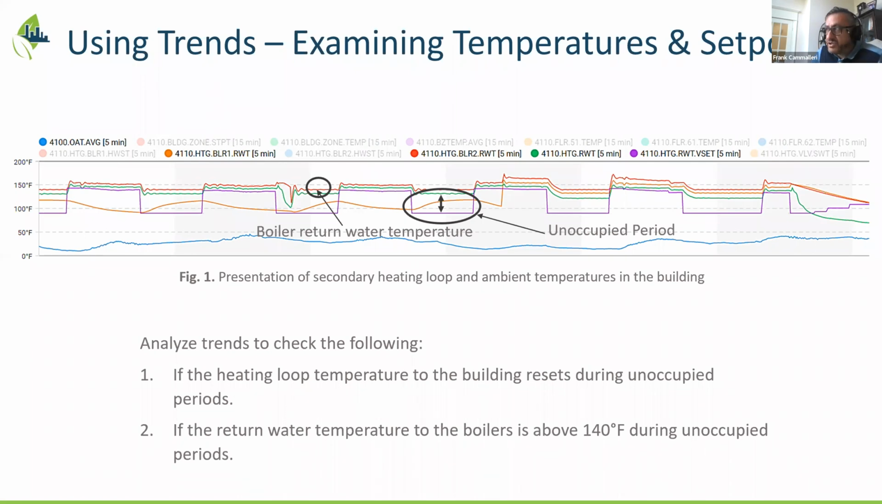So here, one of the checks is that we talked about there being an unoccupied setback. In this specific building, they have standalone controls on the perimeter, so they don't have controls on convectors and things of that nature. So the measure was really reducing the heating loop temperature to the building during unoccupied periods. And as you can see over here, the set point is close to 90 degrees, but the actual temperature, this green line over here, was not setting back.